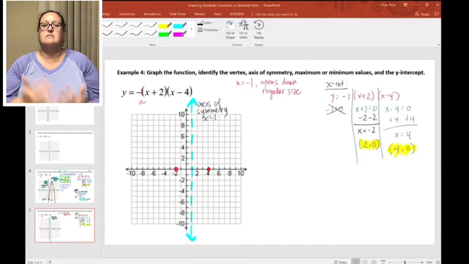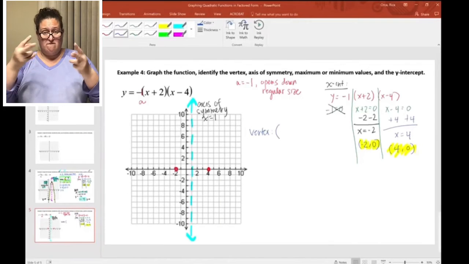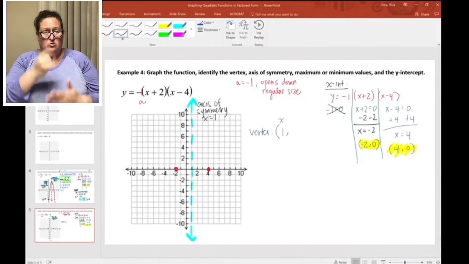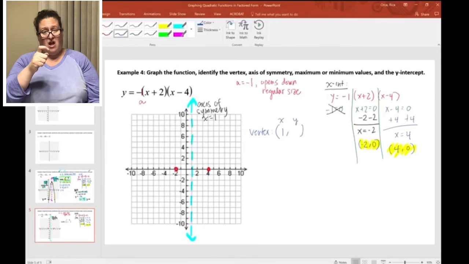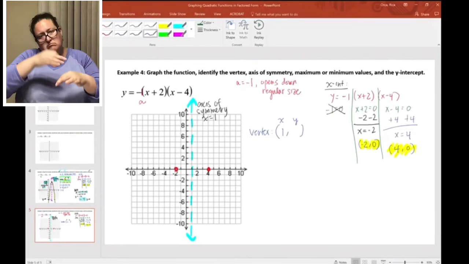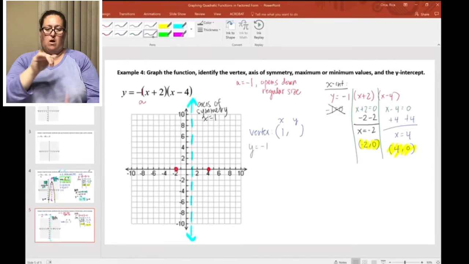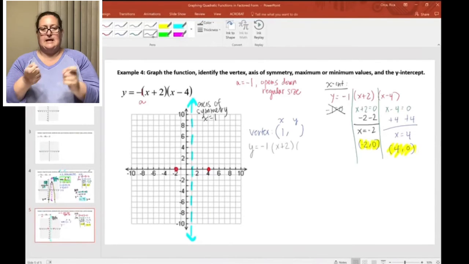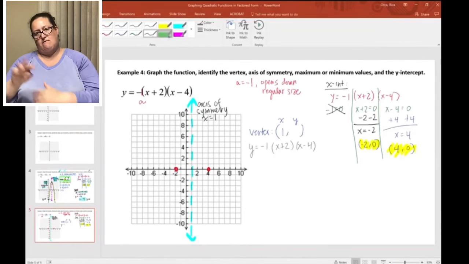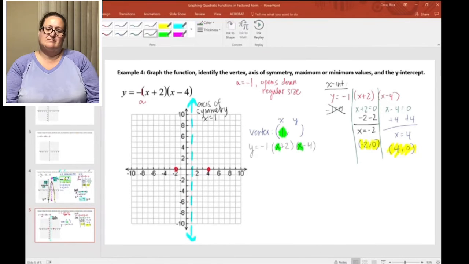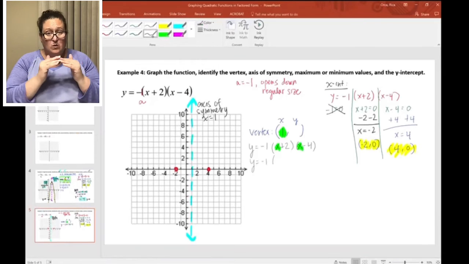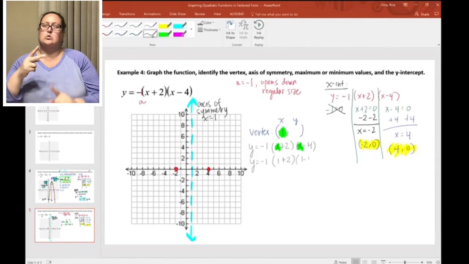Now let's find the vertex. The x-coordinate of our vertex will be where our axis of symmetry is at, so that's going to be 1. But the y-coordinate is unknown, so let's take our x value and plug it back into our function. y equals -1 times x plus 2 times x minus 4. Once again, take that 1, plug it into your x values. So y equals -1 times 1 plus 2 times 1 minus 4.